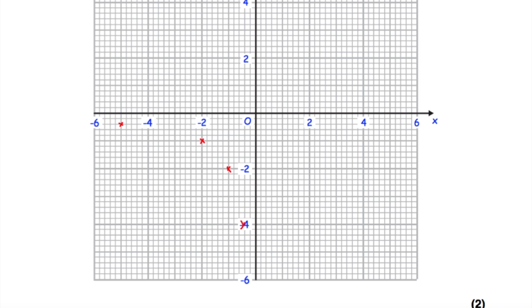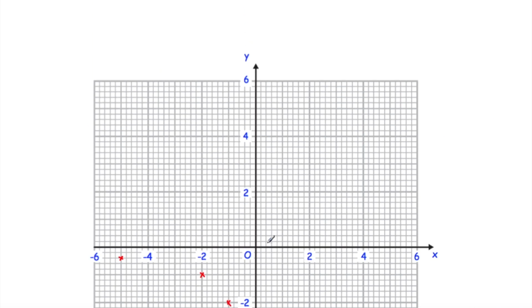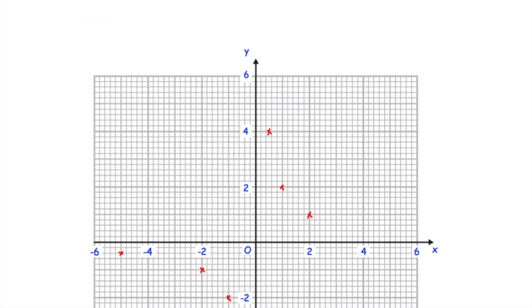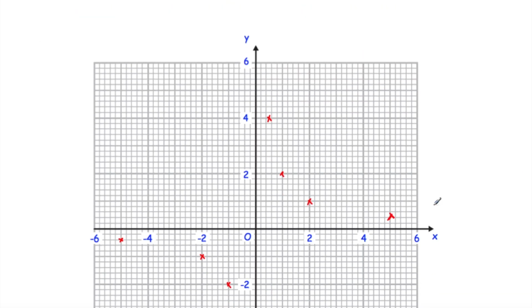So now we've got those points plotted, let's plot the positive ones. So 0.5 was equal to 4. Whenever x is equal to 1, that's equal to 2. Whenever x was equal to 2, y was equal to 1. So we've plotted that one, and that one. And finally, whenever x is equal to 5, y is equal to 0.4. So 5 and 0.4 would be there. So we've plotted our points.